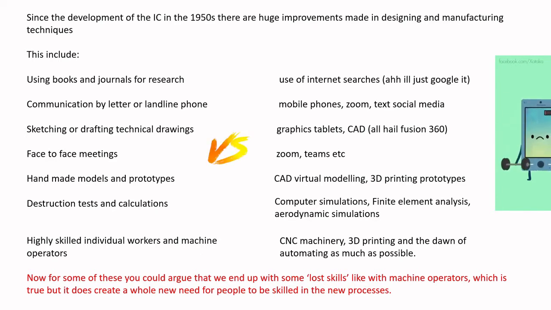One of the other things I've put down at the bottom, which could possibly be a negative, is that you used to have highly skilled individual workers who could operate certain bits of machinery, and that has been replaced by CNC machinery, 3D printing, automation, CNC routing, milling, those sorts of things. So you've almost got a lost skill, where you're getting away from a person who knows how to do this by hand because machines can do it.